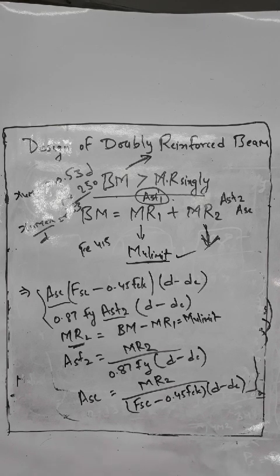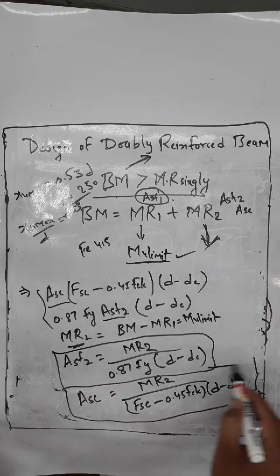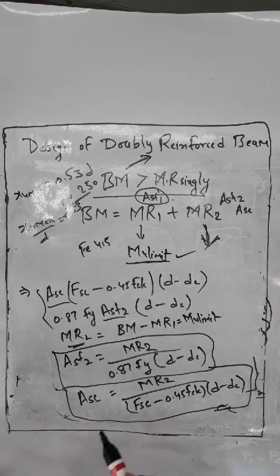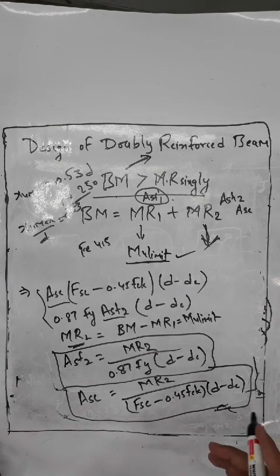Because in this section our depth and width is restricted, we have dimensions, but we don't know how much reinforcement we have to provide. So for that we have to find the area of steel for compression side and tension side both. So here we have found AST2, ASC, and previously I showed you how we find the AST1. So these are the formulas which we use to solve problems based on the design of doubly reinforced beam.